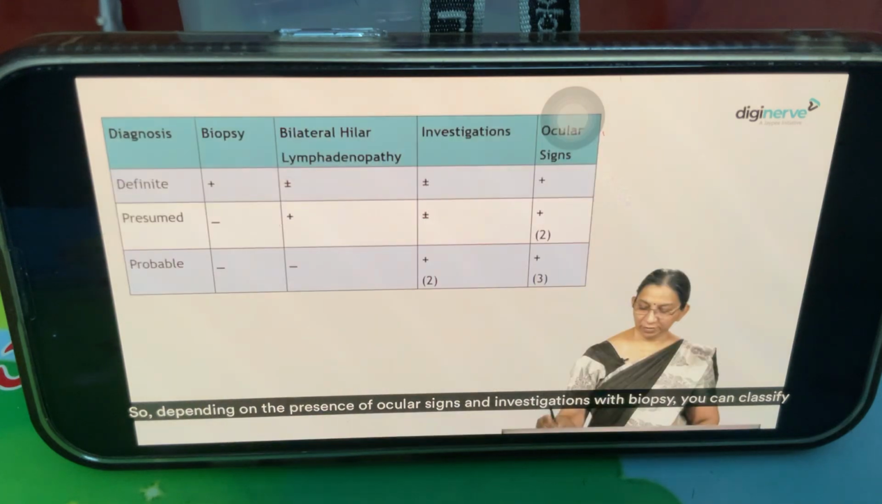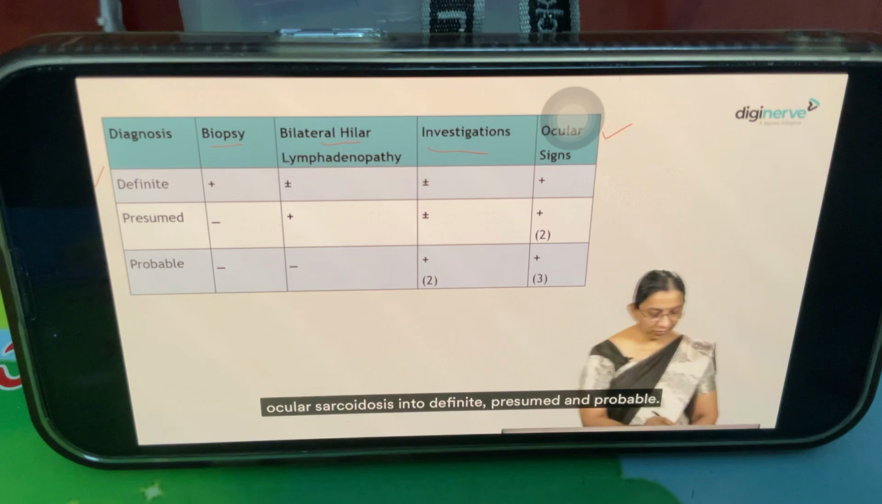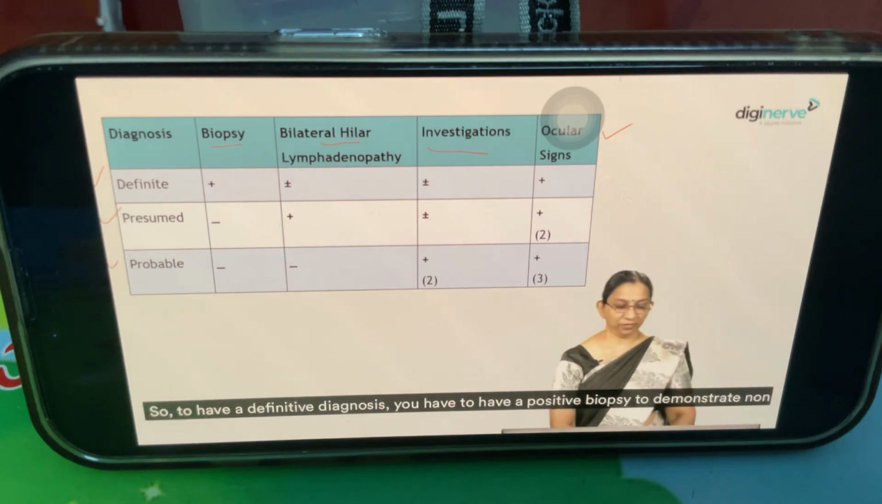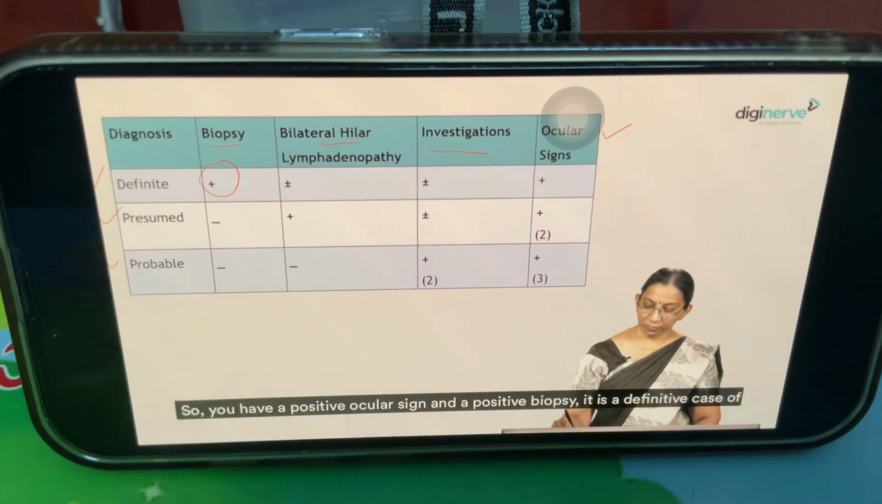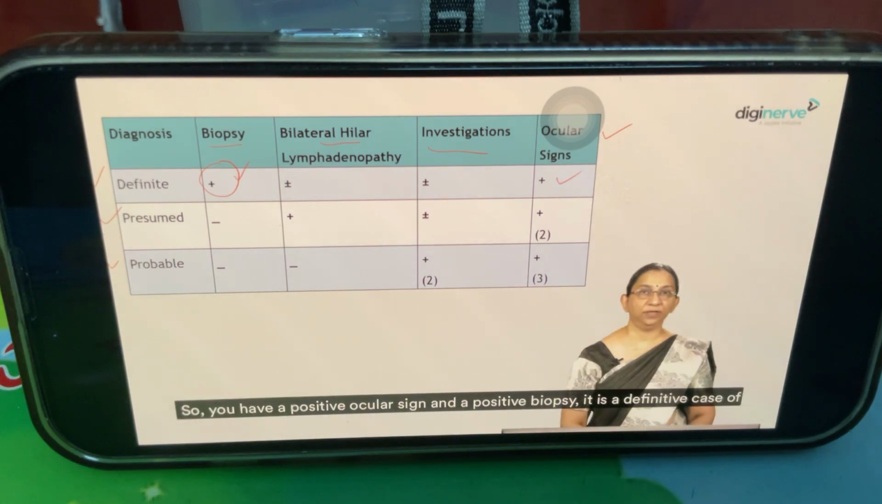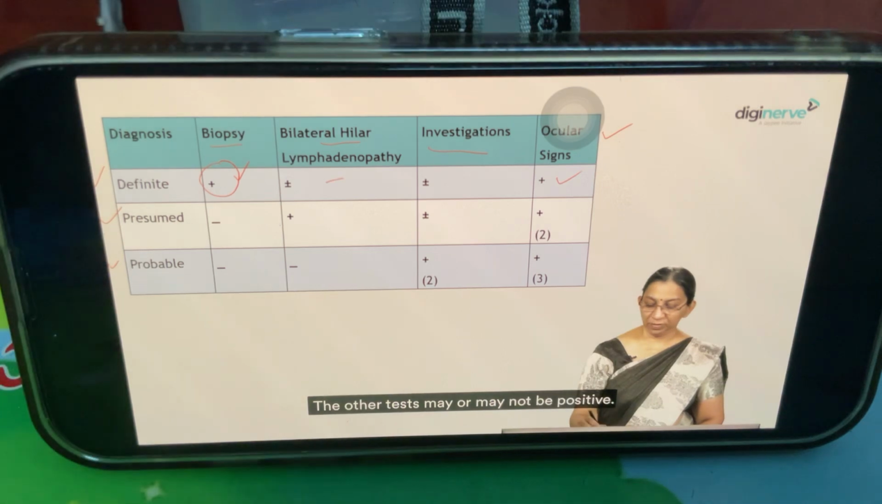So depending on the presence of ocular signs and investigations with biopsy, you can classify ocular sarcoidosis into definite, presumed and probable. To have a definitive diagnosis, you have to have a positive biopsy to demonstrate non-caseating granulomas. So if you have a positive ocular sign and a positive biopsy, it is a definitive case of sarcoidosis. The other tests may or may not be positive.